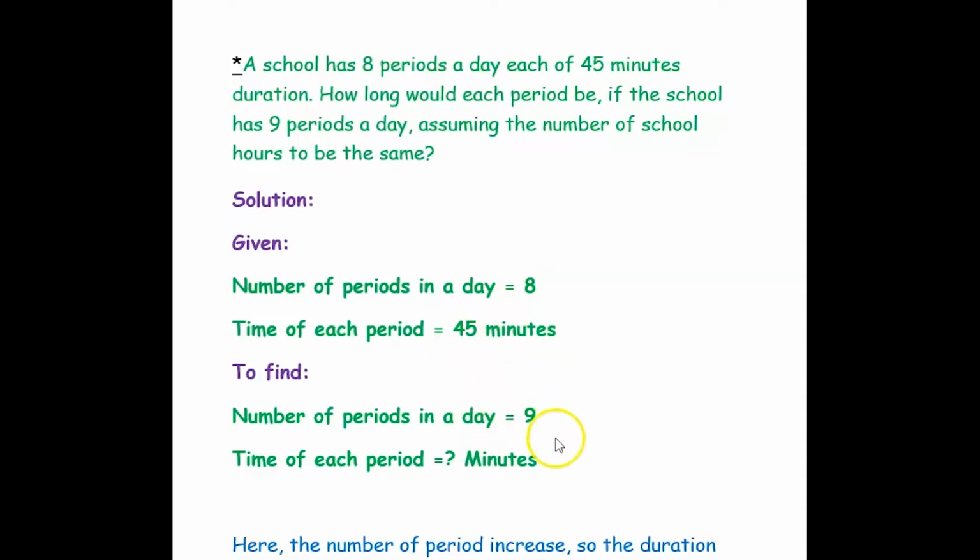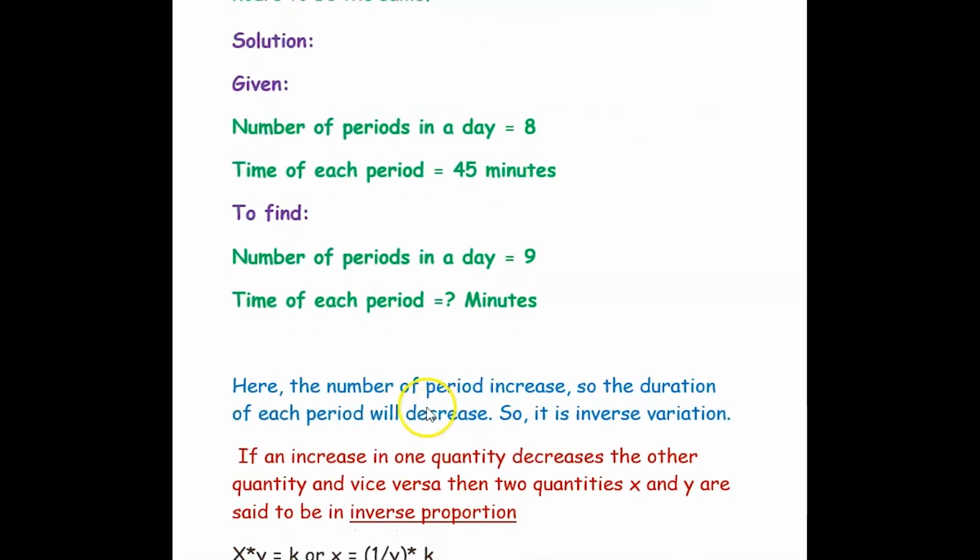Suppose one period is increased, with the same total time, we want to find the time of each period. So here the number of periods increases, so the duration of each period will decrease. So it is an inverse variation or proportion. If an increase in one quantity decreases the other quantity and vice versa, then the two quantities, let's consider here as x and y, are said to be in inverse proportion.